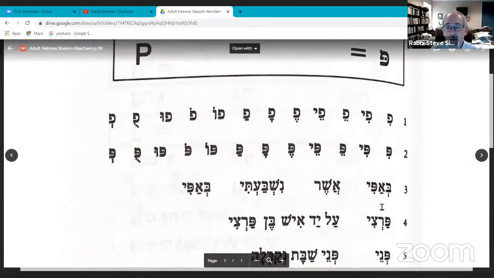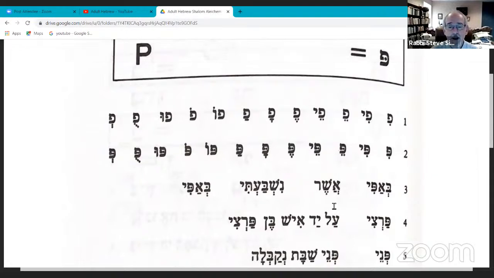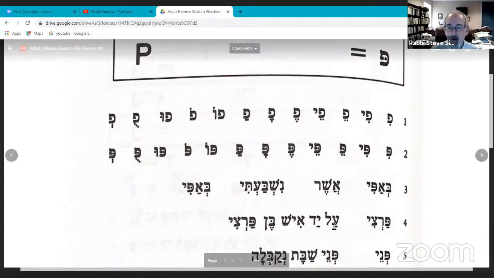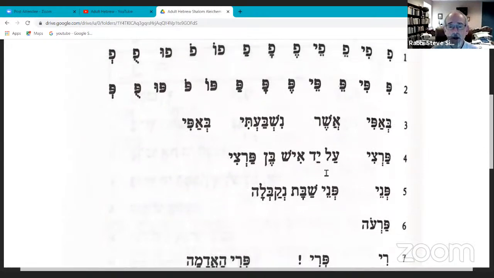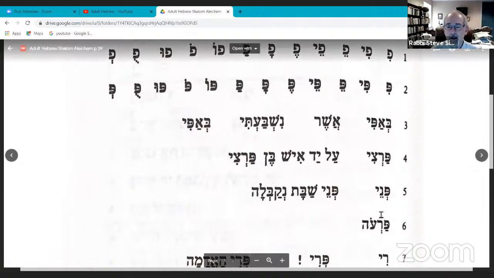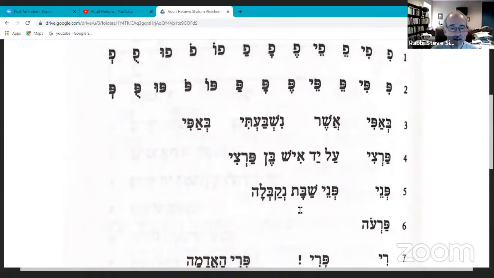Line 3. B'api, Asher, Nishbati. Line 4. Partsi, Al Yad, Ish, Ben, Partsi. Line 5. Panay, Shabbat, Nikabala.